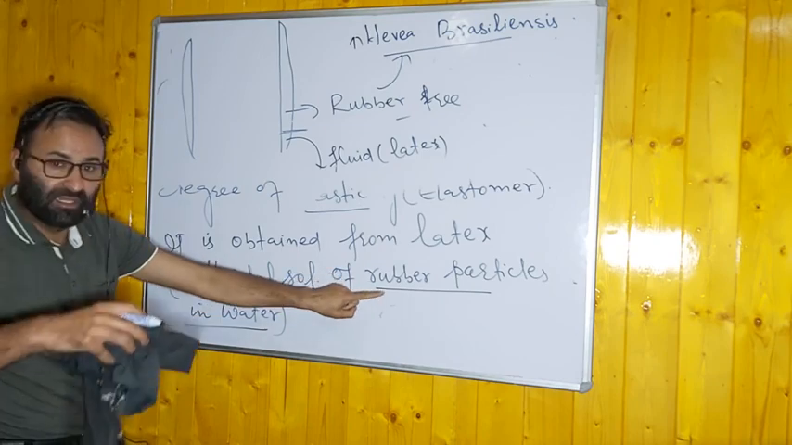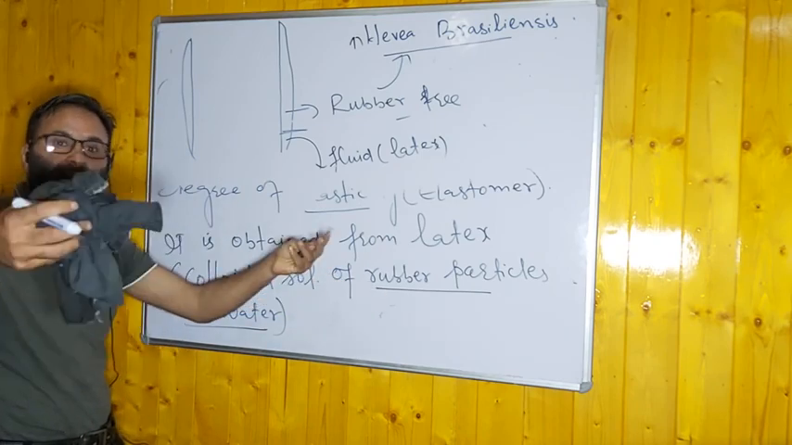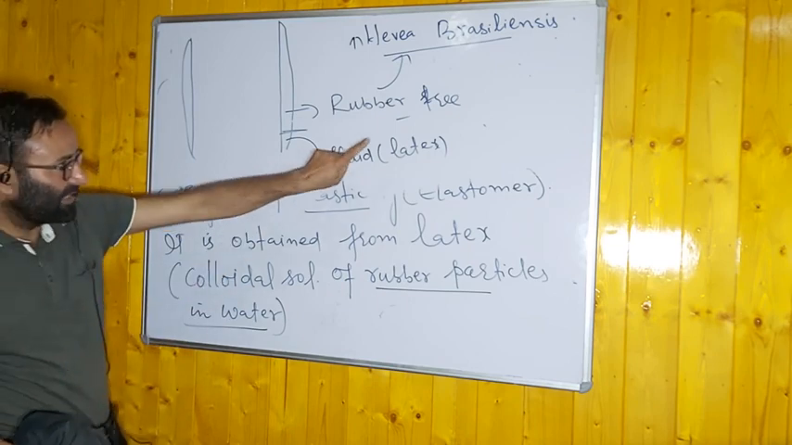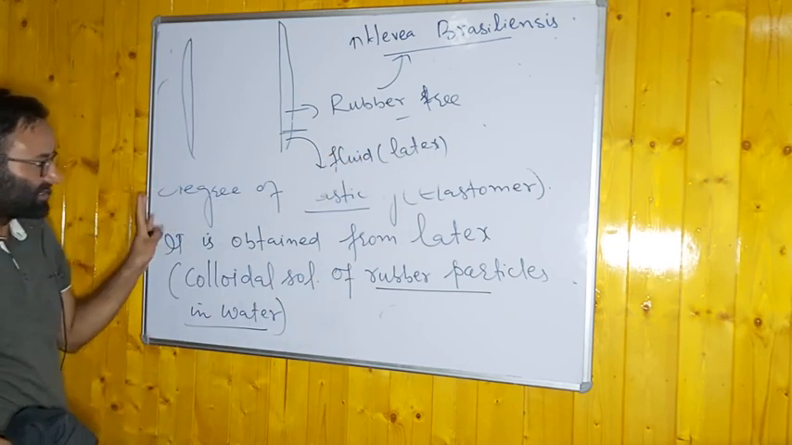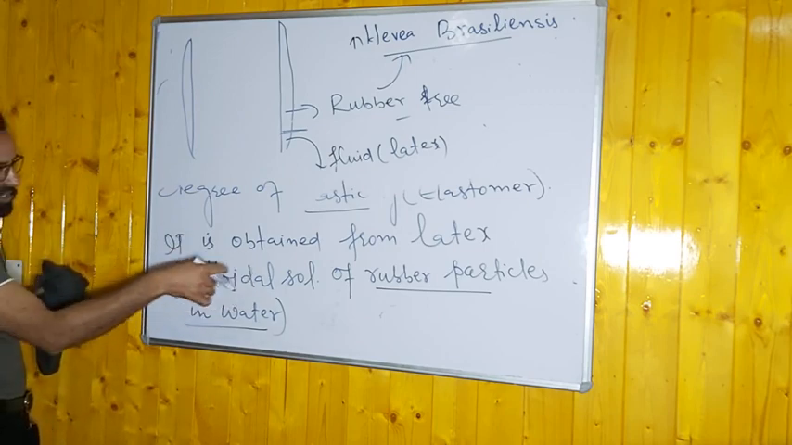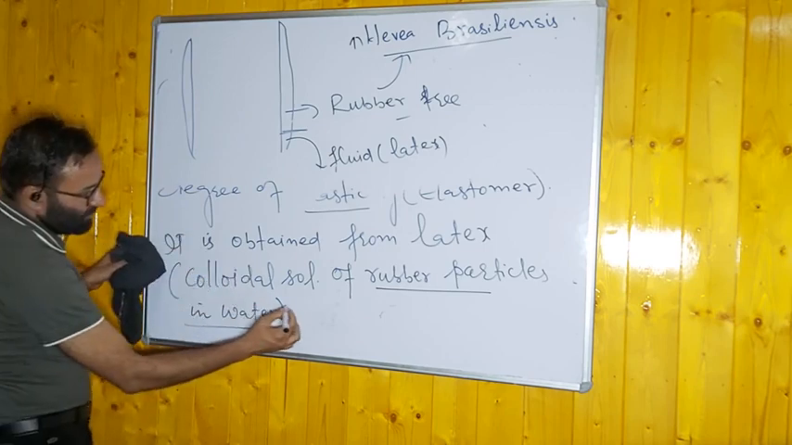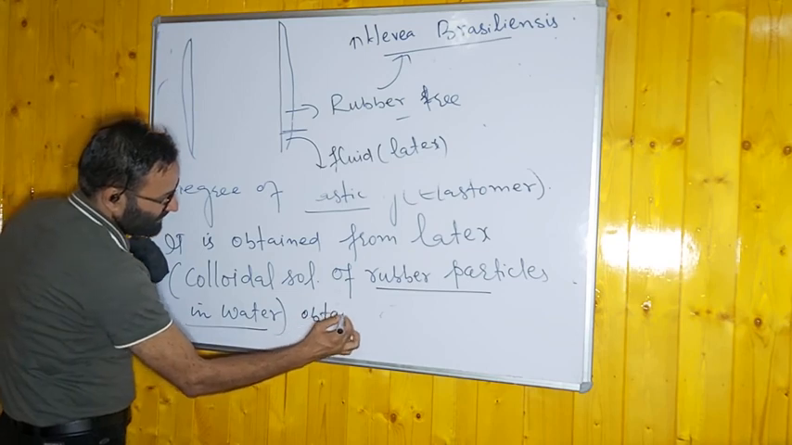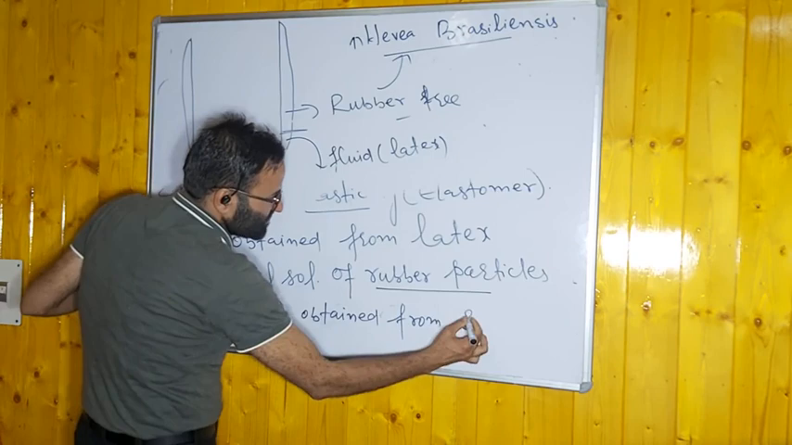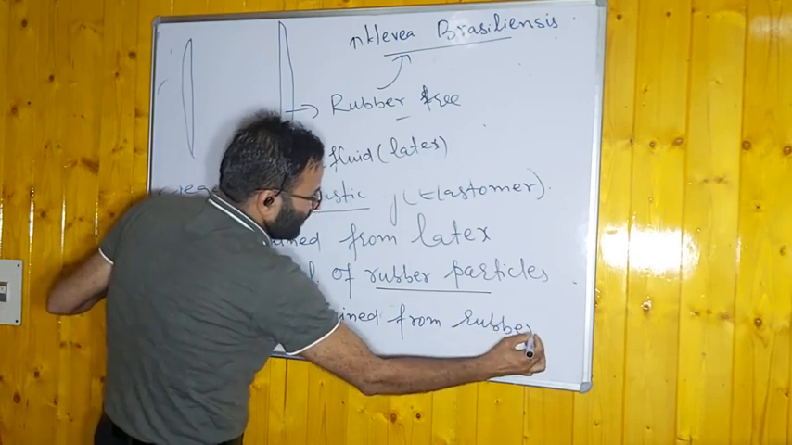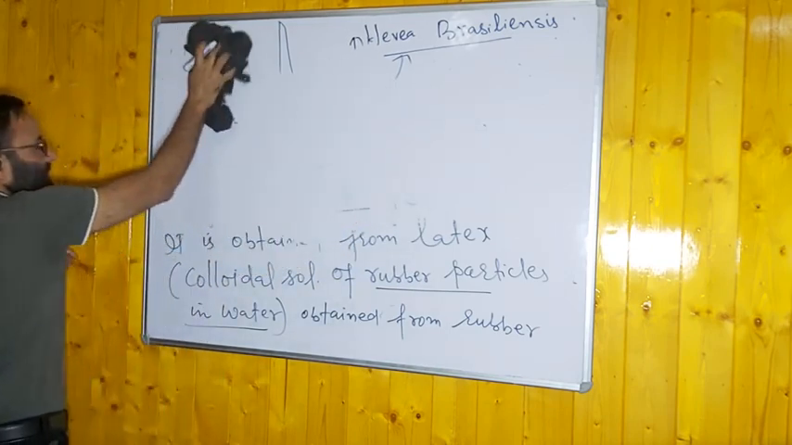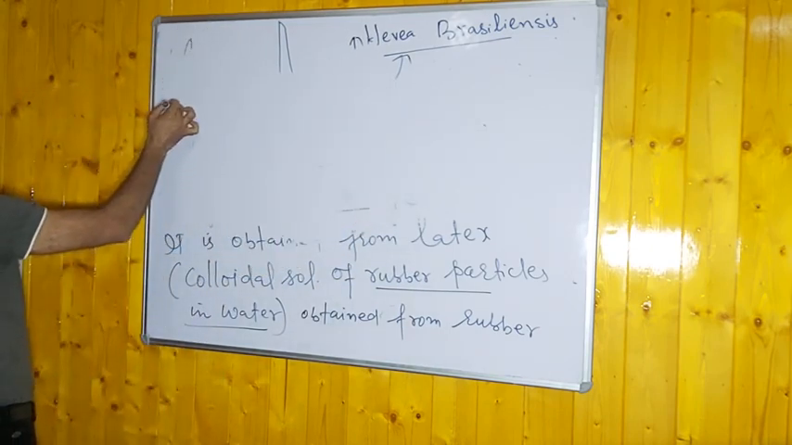First we see what rubber particles are chemically, but here you first have to remember what this fluid is, what latex is: rubber particles in the water. Latex is a colloidal sol of rubber particles in water, obtained from the rubber tree. Remember this point, obtained from the rubber plant.